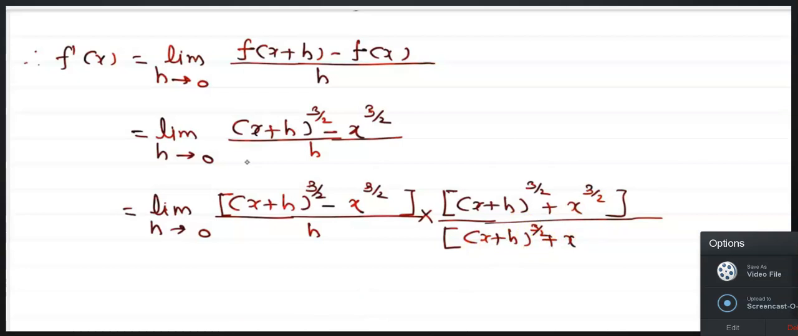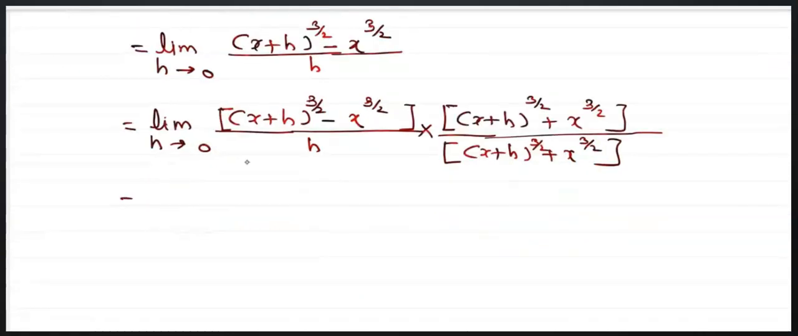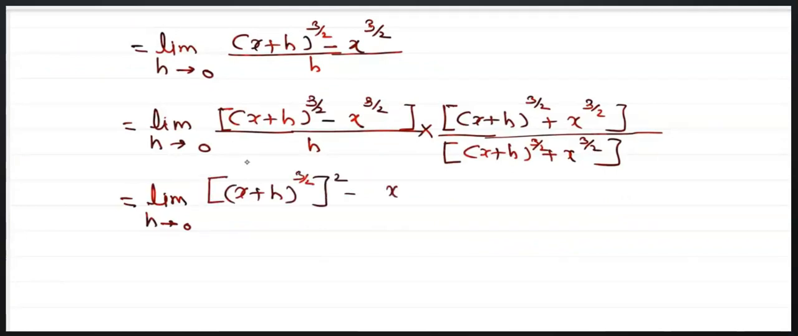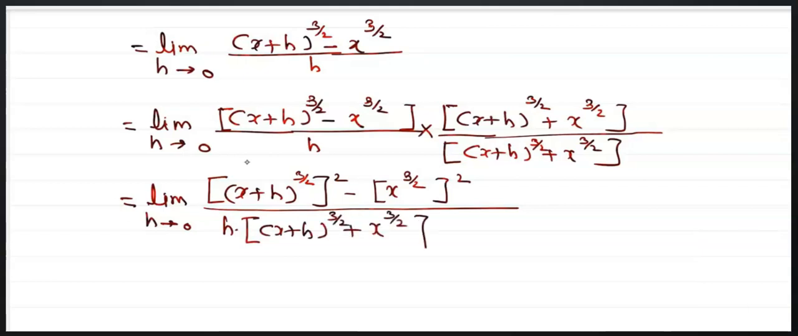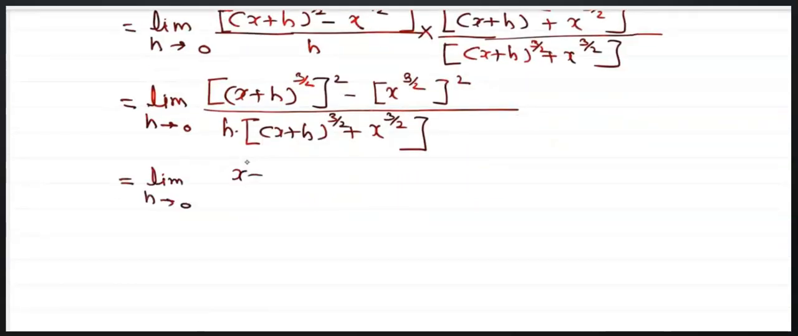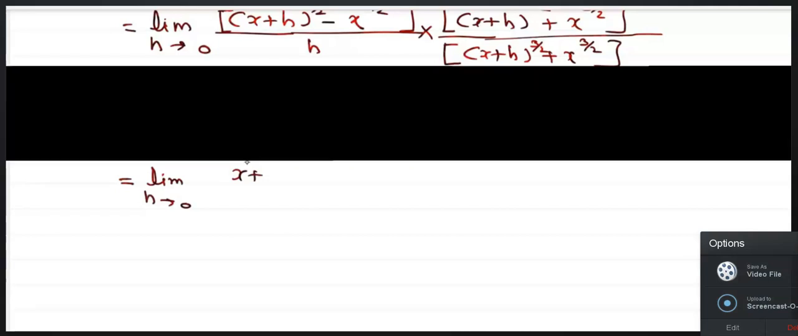And that's why limit h tends to 0. This is a minus b into a plus b, then you will get a square minus b square. Means what? ((x plus h) raised to 3 by 2) square minus (x raised to 3 by 2) square upon h into ((x plus h) raised to 3 by 2 plus x raised to 3 by 2), that is (x plus h) cube minus x cube.